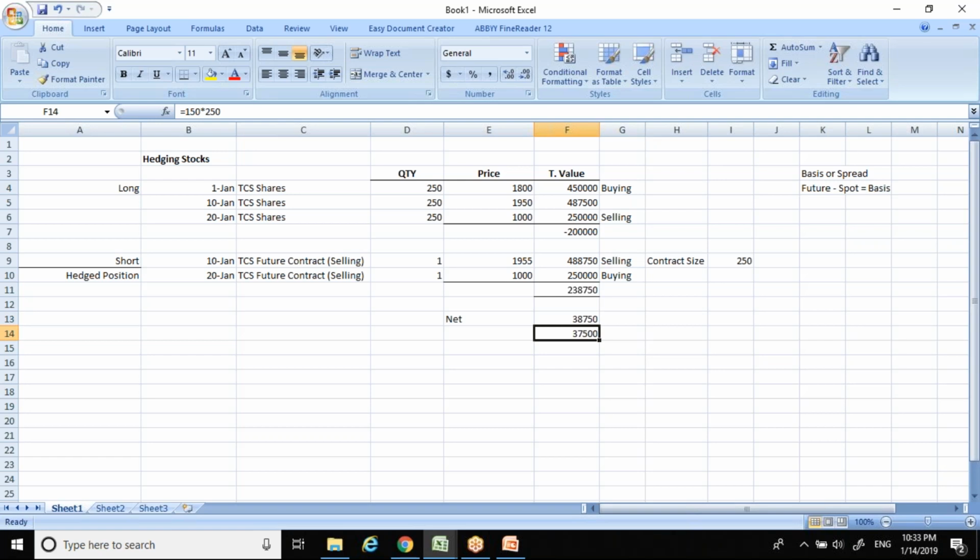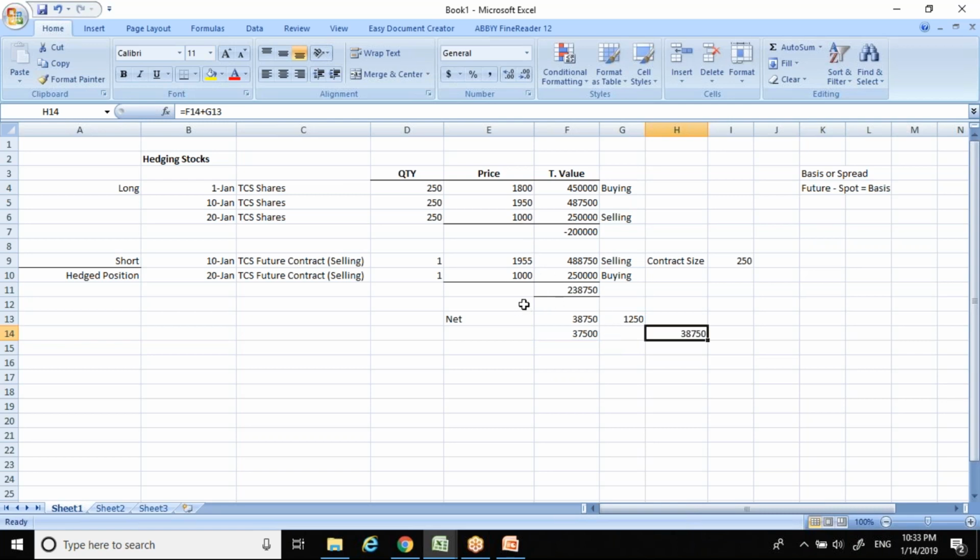So previously your profit was 37,500, now you made 38,750. So why extra? Because you gained 5 rupees profit extra because of a positive spread here. So 5 into lot size, 1250 you made extra. So 1250 plus 37,500 is 38,750. So you made this extra because of the spread.